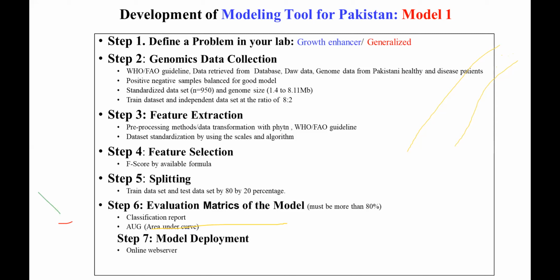Amazing, amazing. Thank you so much. Someone asks again, can we use ML for drug target selection?